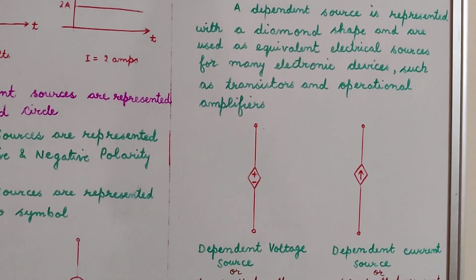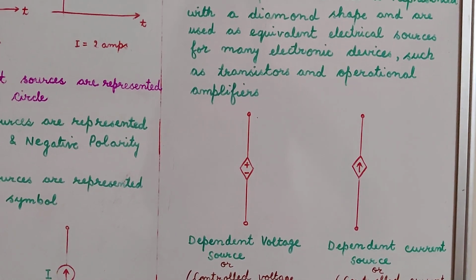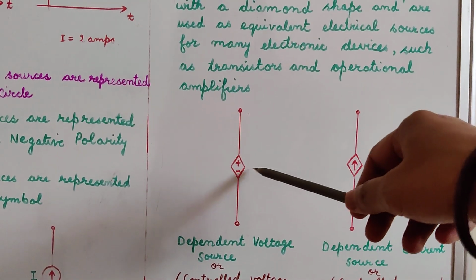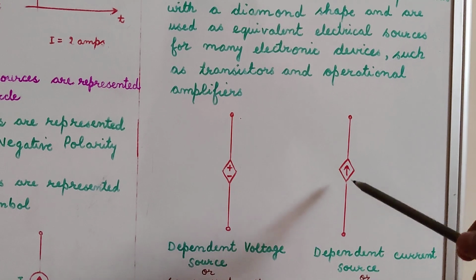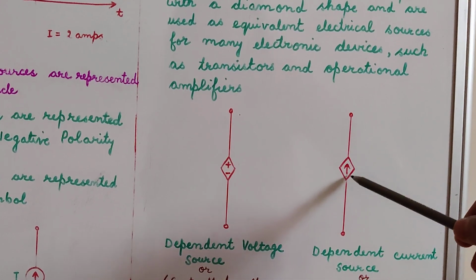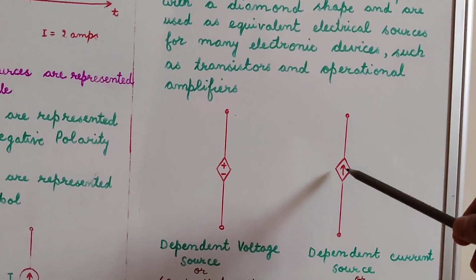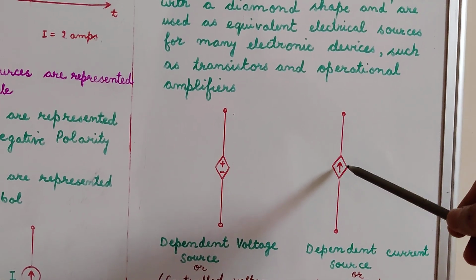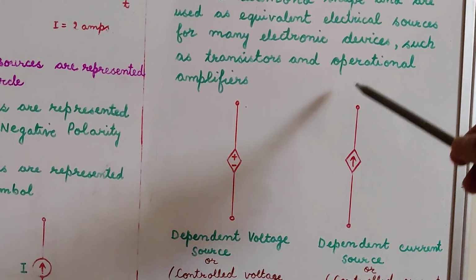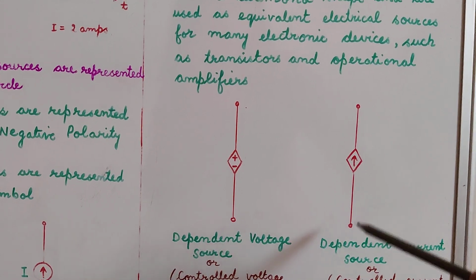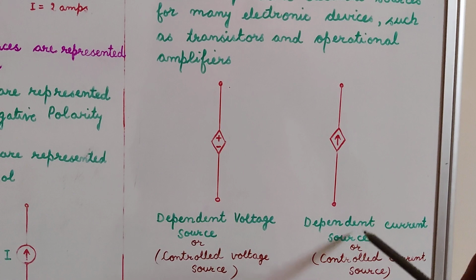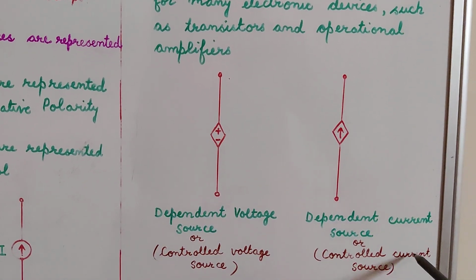Now, if you want to represent a dependent source, then we can represent it with the help of this diamond symbol. So, this diamond symbol represents the dependent source. Now since this diamond symbol is having an arrow, this arrow represents a current source. So this is the symbol of a dependent current source, or the dependent source is also called controlled source. So we can say that this is the symbol of controlled current source.